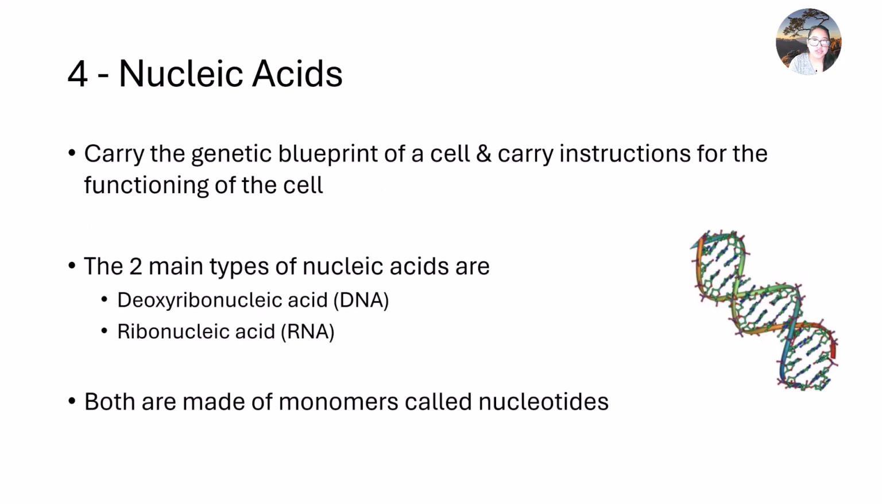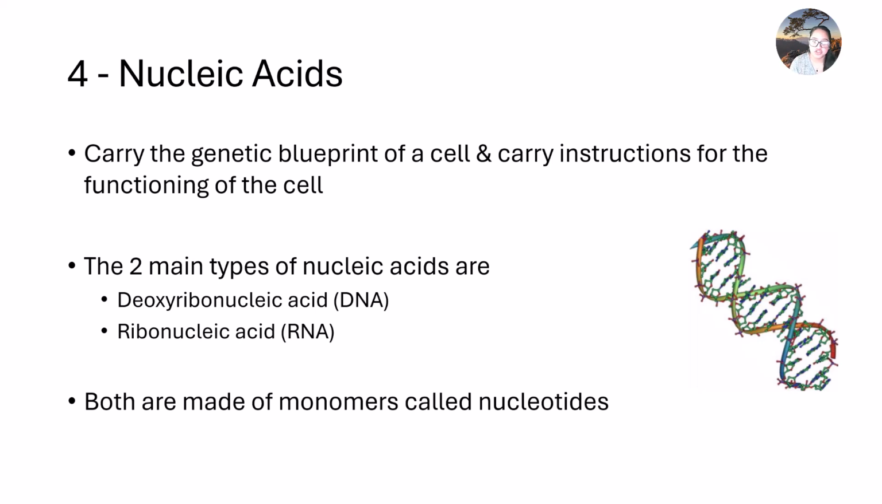And then the last group is pretty straightforward. The last group of macromolecules are called nucleic acids. And they only have one job, and that is to carry the genetic blueprint of a cell and carry instructions for the functioning of the cell. So your DNA is a type of nucleic acid. There's also another kind called RNA. And they're both nucleic acids, and they basically are just in charge of this one thing.